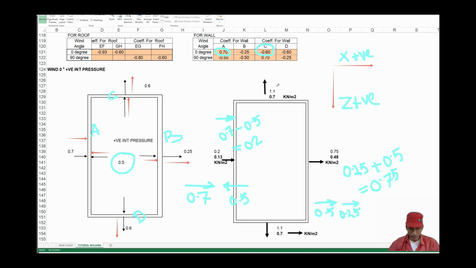Similarly, if we come to wall C, internal pressure coefficient 0.5 is along negative z direction. So we'll put 0.5 as minus. Again, 0.6 is also in negative z direction.